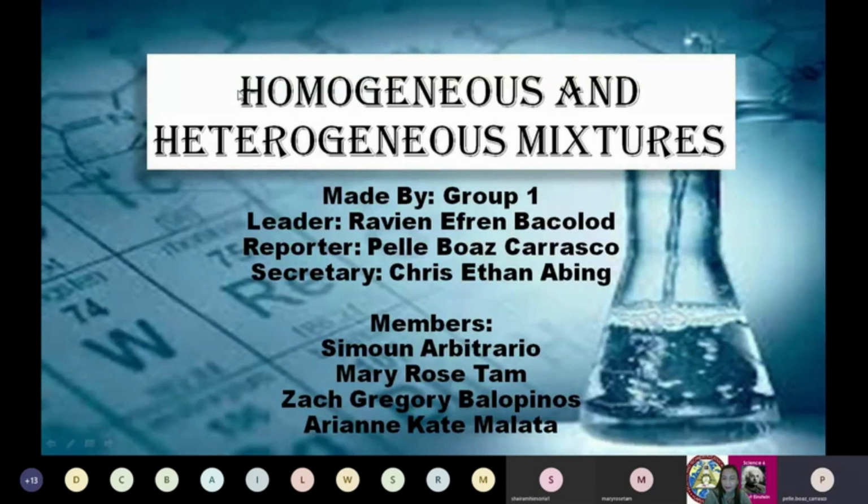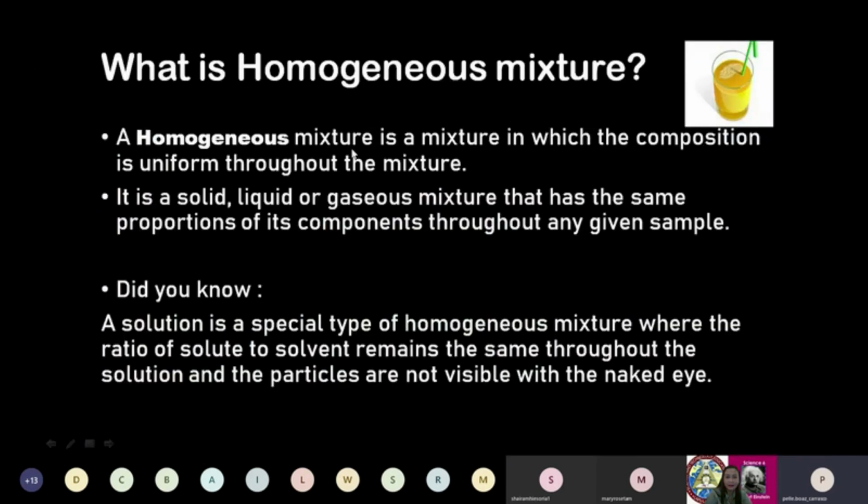Good morning, everyone. Good morning, classmates. I am here to report about the homogeneous and heterogeneous mixture made by Group 1. The homogeneous mixture. A homogeneous mixture is a mixture in which the composition is uniform throughout the mixture. It is a solid, liquid, or gaseous mixture that has the same proportions of its components throughout any given sample.